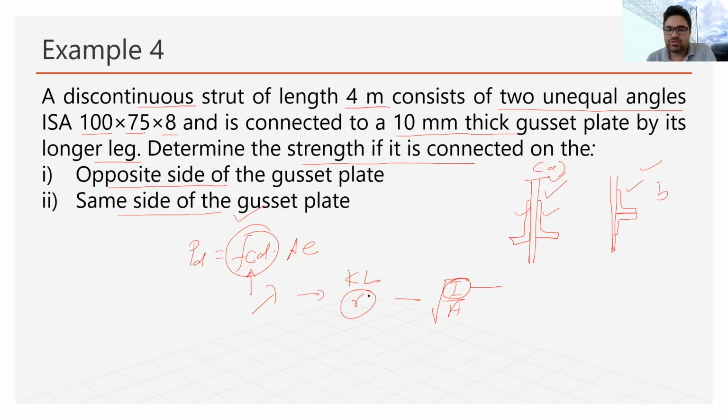And once we find out the r value, then we will find out the effective length, and then we will find out the lambda value. And once we find out the lambda value, we can find out FCD value. So the same process that we followed in the previous example, the same process we will follow here. The only difference is the type of section here is different. So the approach may be different here. So that is what we have to understand. So we will start our problem here.